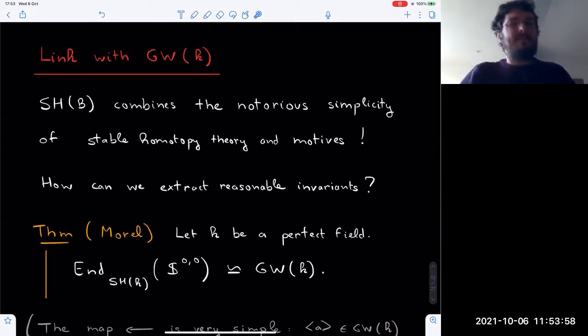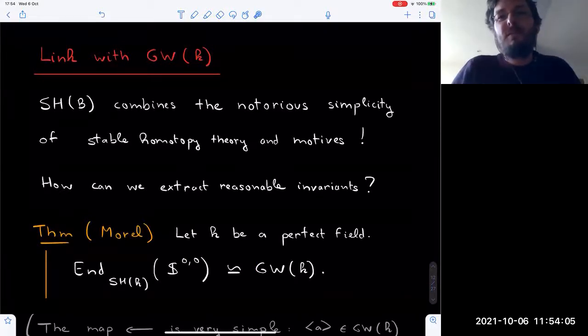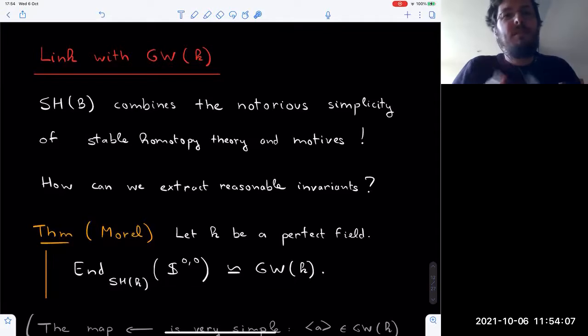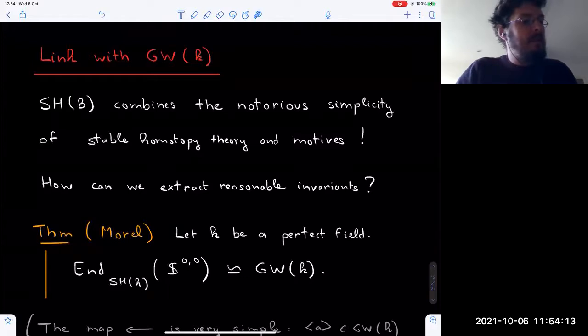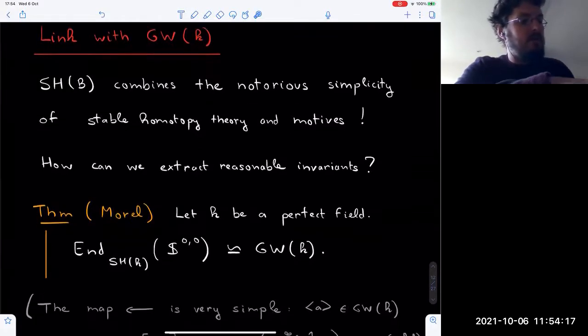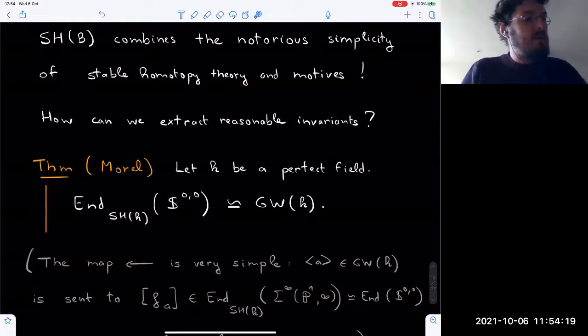So this theory SH of B, in general, is a very complicated category. It combines the notorious simplicity of stable homotopy theory and motivic invariance. So what can you do? There's really a lot in there. But there are still ways to extract reasonable invariants, and one of them is this fundamental theorem of Morel, which tells you about the stable pi zero of the sphere.